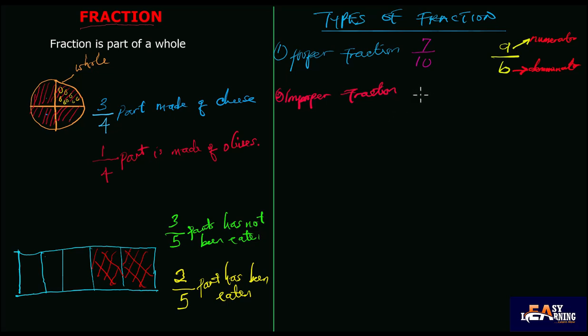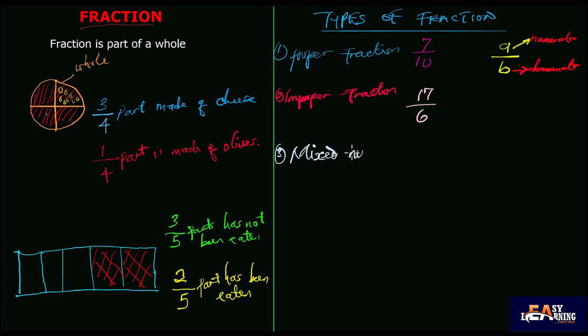So you can have an example like 17 over 6. 17 is way bigger than 6, and 17 here is the numerator, while 6 is the denominator. So this is an example of an improper fraction. Great. The third type of fraction is the mixed number.